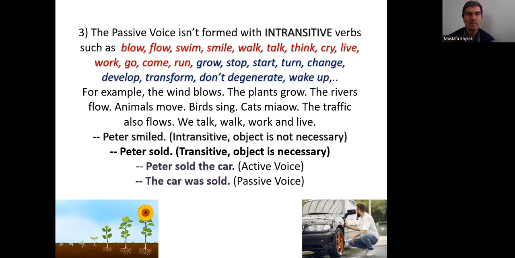For example, the wind blows, yes, it has no object. The plants grow, okay. The rivers flow, animals move, birds sing, cats meow. The traffic also flows. We talk, we walk, we work, and we live. So no object, no passive voice. Peter smiled. So this is intransitive. An object is not necessary here, and there isn't an object, in fact. But here, Peter saw what? Okay, we immediately remember the question word what? Peter saw.